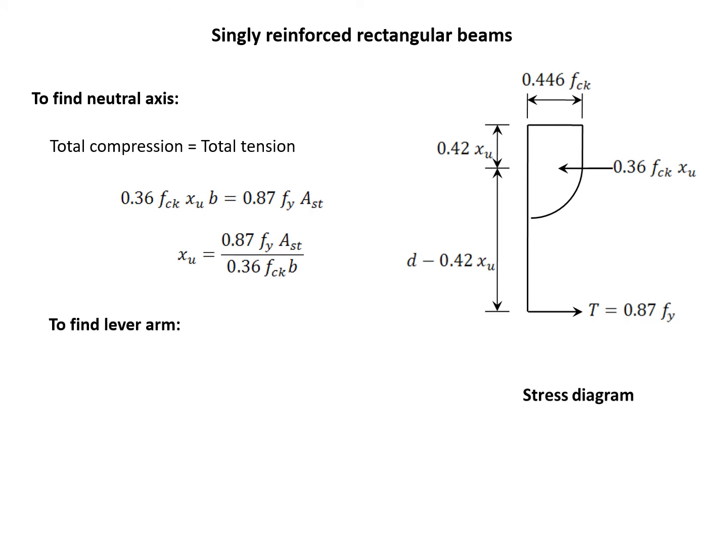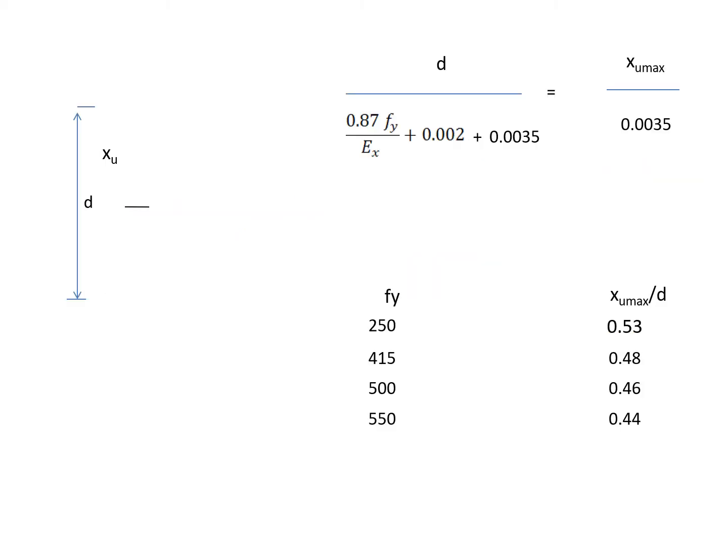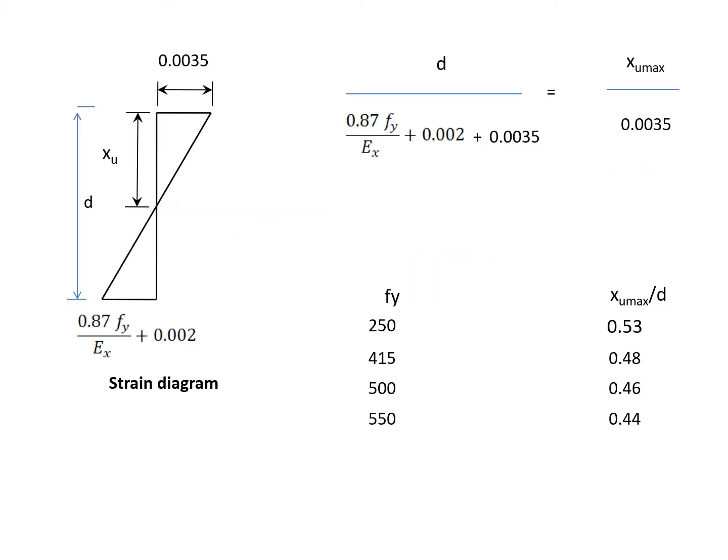Now what will the lever arm be? D minus 0.42 XU. Now these two are going to come in handy for solving problems. Now you know what this specifies, like the ultimate load theory: it specifies the maximum depth of the neutral axis. Beyond that you can't go. There is nothing like over reinforced. So this is worked out by this formula.